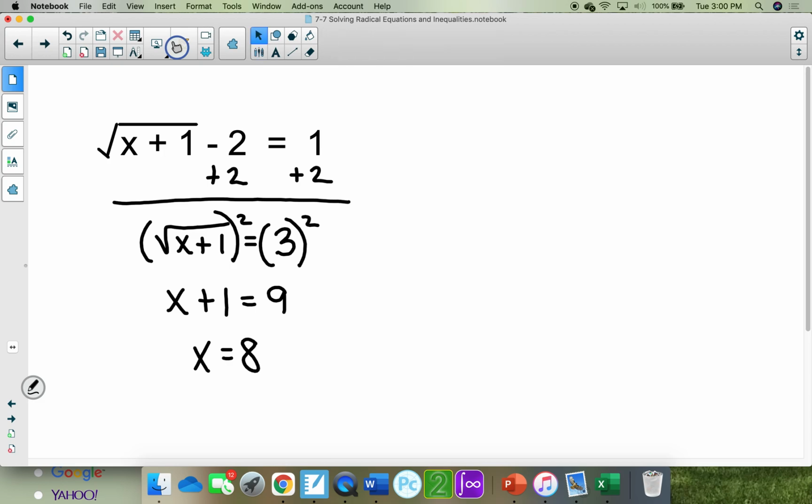The beginning problems, the radical will be alone, and the back side, the radicals will not be alone, and you have to get them alone before you can square both sides. So, that's all there is to 7.7.